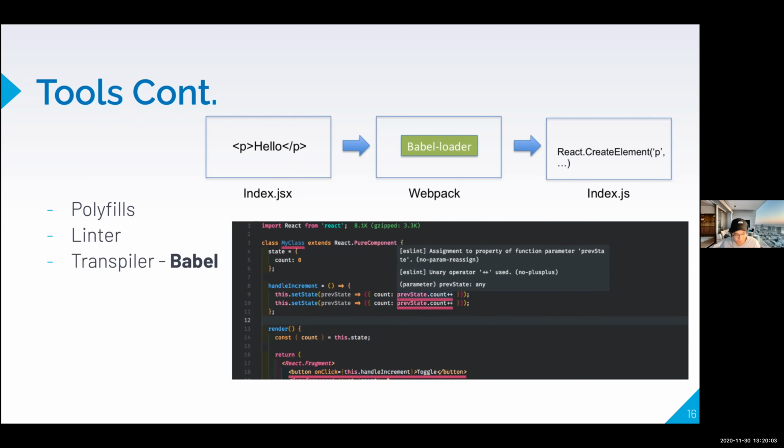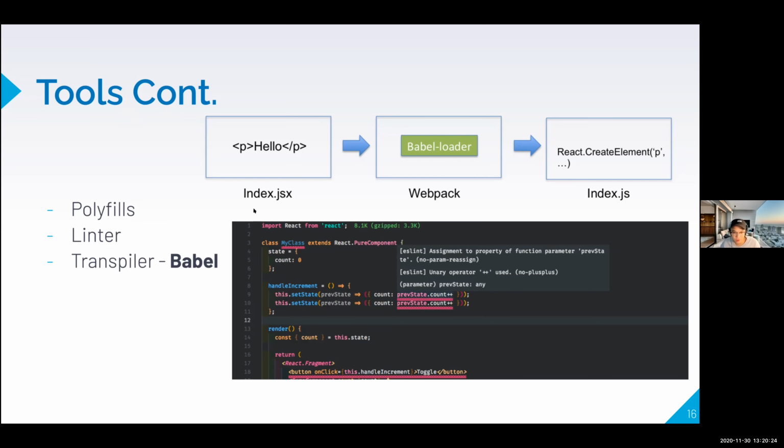And then the transpiler, Babel. This is something that I feel like a lot of beginners skip over, because I did that too. But just know that this is the thing that actually translates our JSX into normal JavaScript so that the browser can read it. And most of the time polyfills are in Babel as well.